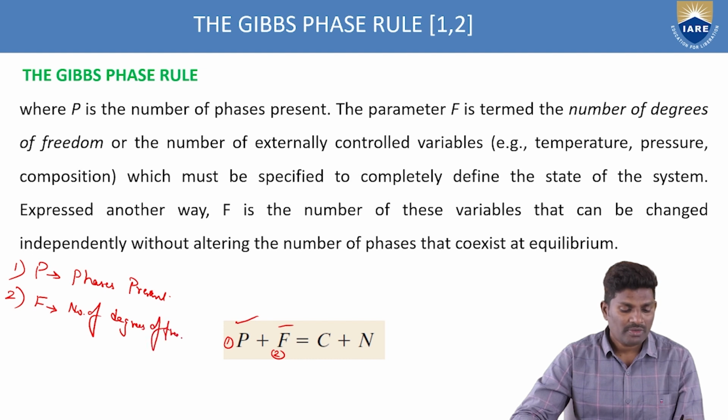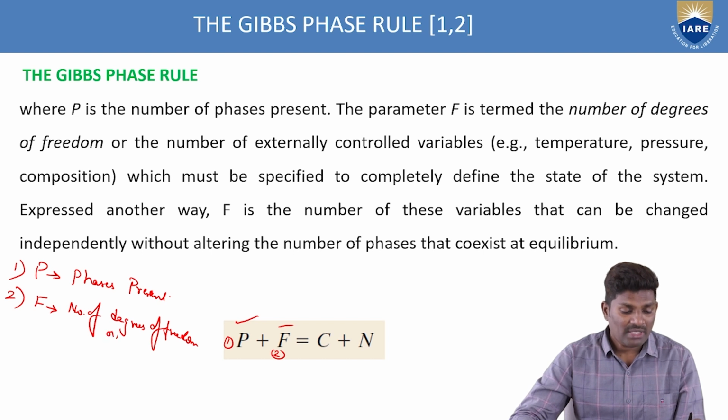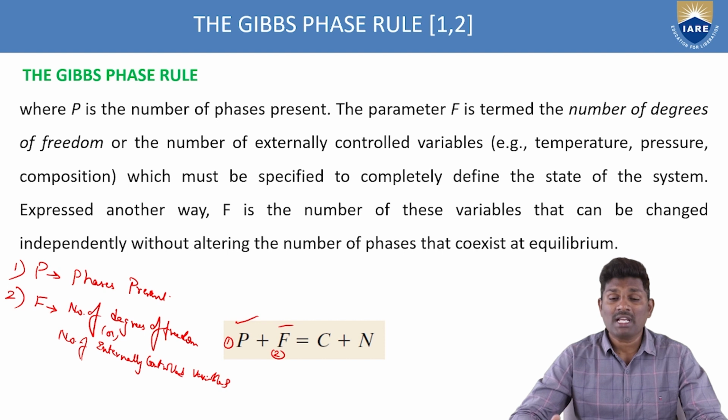Degrees of freedom, or what is the other thing we have here? Number of externally controlled variables. So what are the externally controlled variables we have here? The temperature, the pressure, as well as the composition.